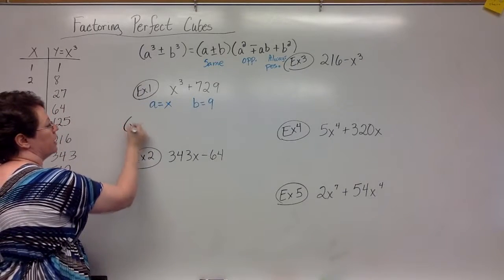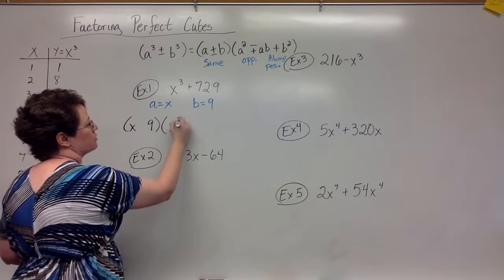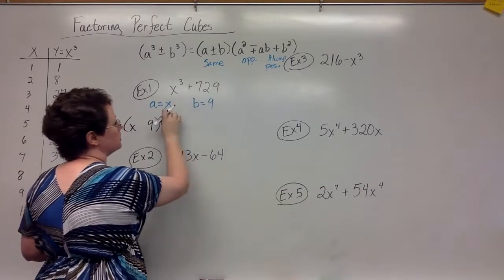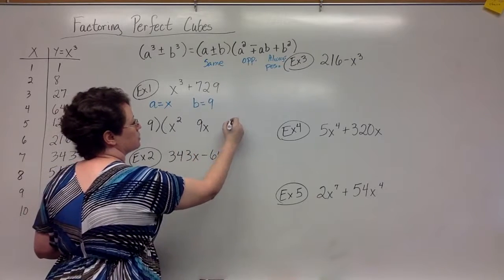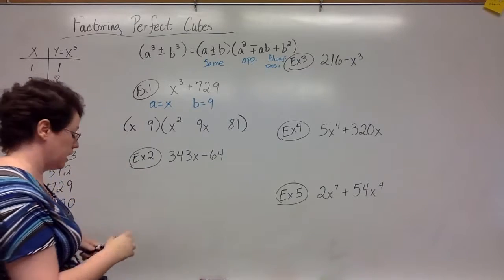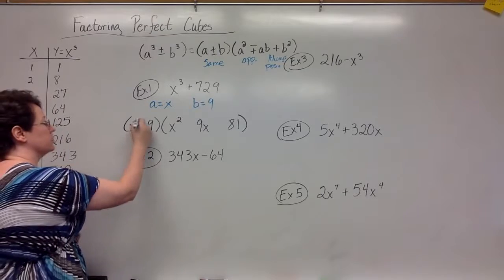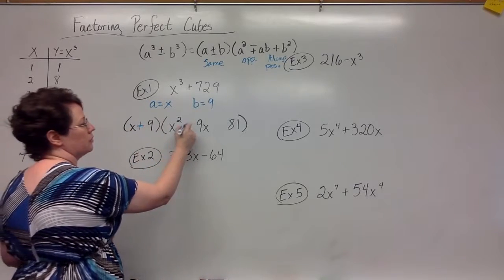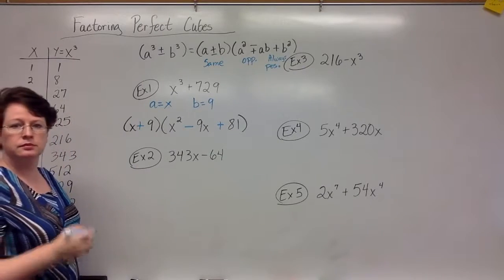So I have an X and a 9. I have X squared. I'm going to multiply A times B, so X times 9. So I get 9X. And then I have B squared. 9 squared is 81. Now let's do the signs, right? Same sign, so it's plus. Opposite sign, minus, always positive, plus. That's it.